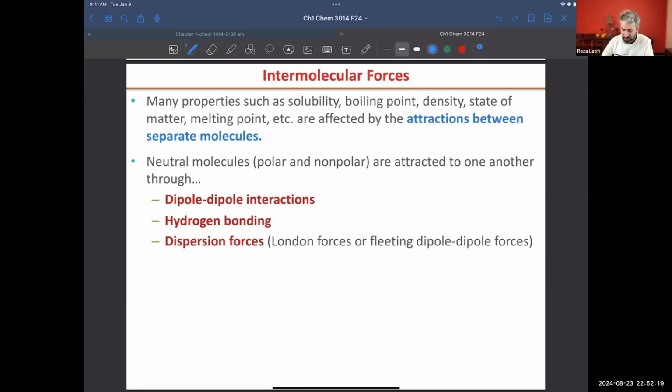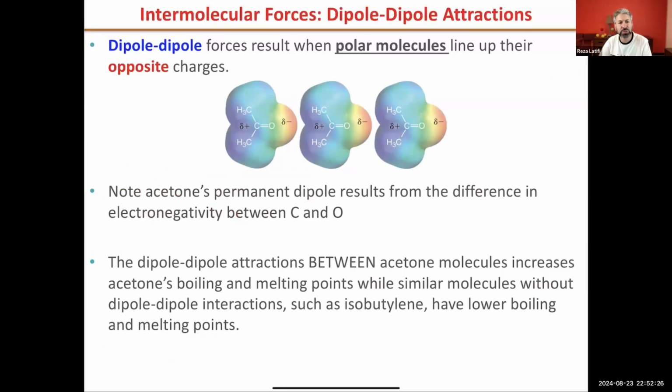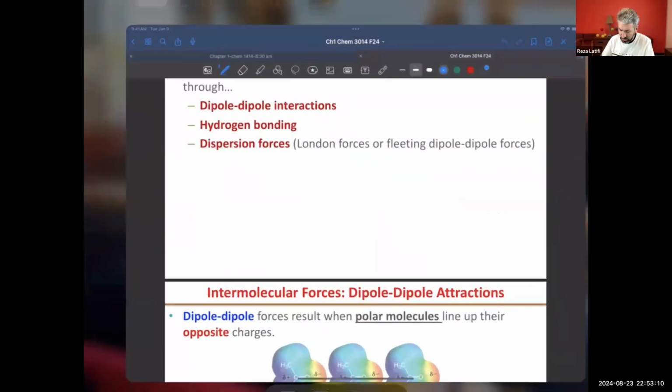How do we get dipole-dipole interaction? The dipole-dipole interaction comes from permanent positive and negative charges on the molecules. That means you are dealing with polar molecules. In order to have dipole-dipole interaction, we need to have mu bigger than 0. That means our molecules are going to be polar. We have permanent positive and negative charges, and that's the reason we get interaction between the molecules. So we can draw it this way.